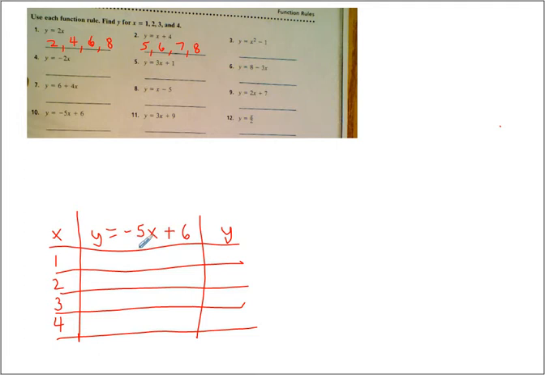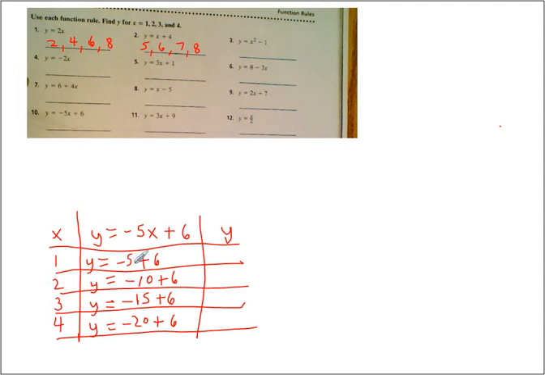Negative 5 times 1, I can just write down here, negative 5 plus 6. And so on, negative 5 times 2, I can do it in my head. But that's just the way I like to write this stuff out. So now you can see I plugged in all the values. When x is equal to 1, it's going to be 1 times negative 5, so that's just going to be negative 5. That's why it's there.